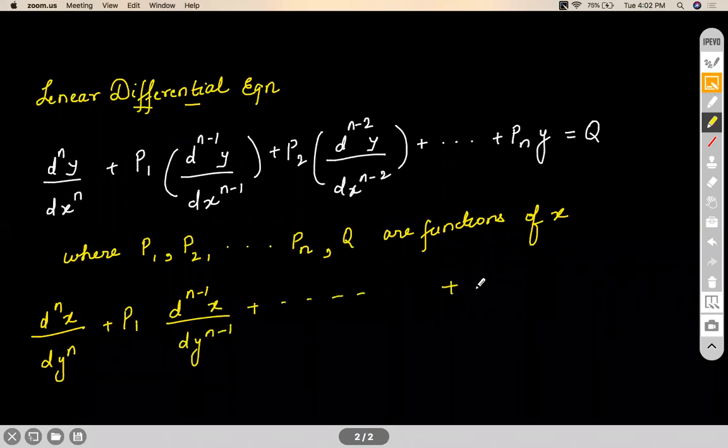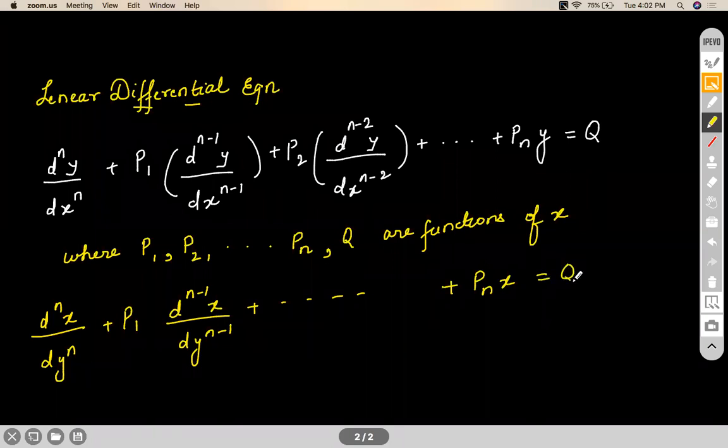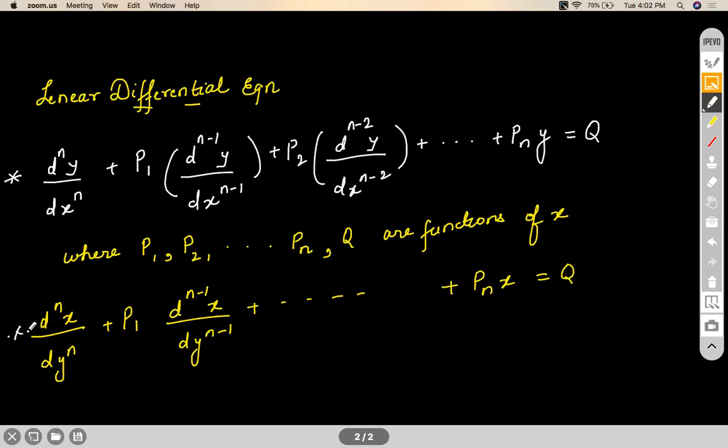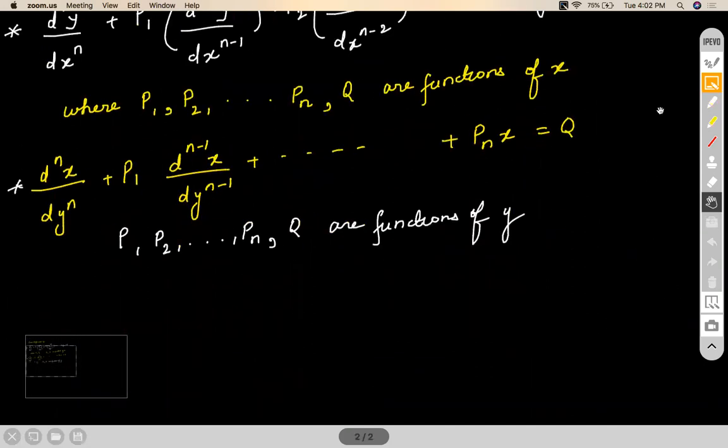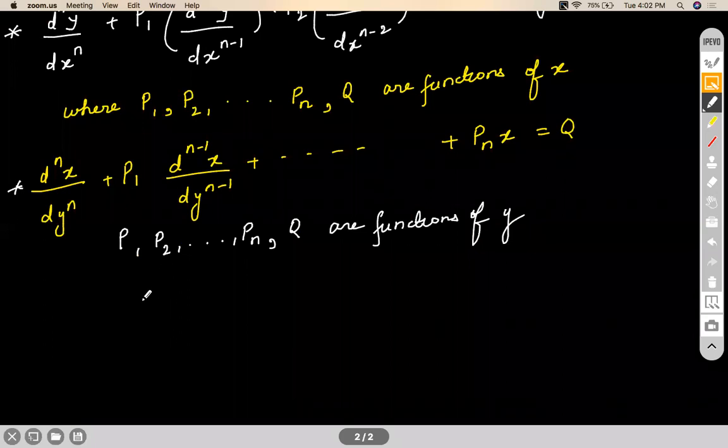Dot till, let's say, Pn x equal to Q. Here P1, P2, P3, etc. till Pn including Q are functions of y, or constants. Of course, constants can be functions of any variable. Now we had limited ourselves only to first order linear differential equations. So we only talked about first order LDE.